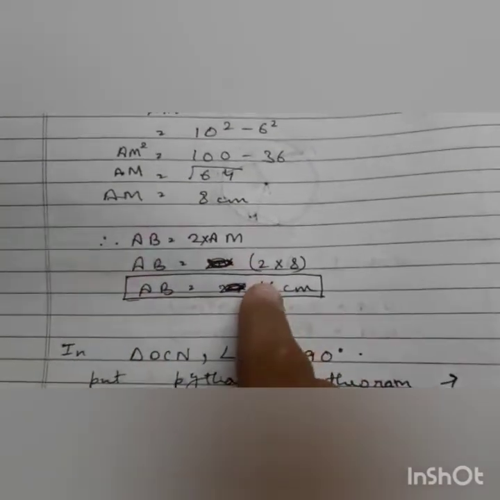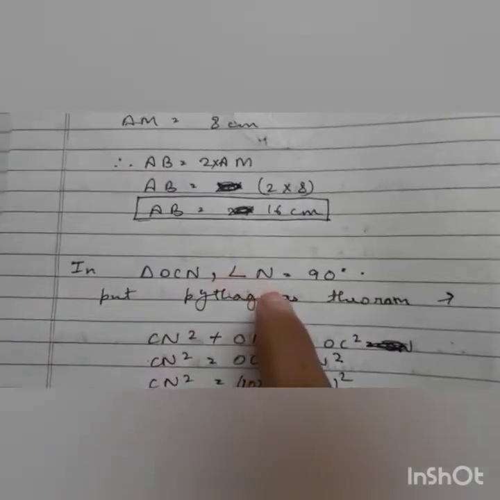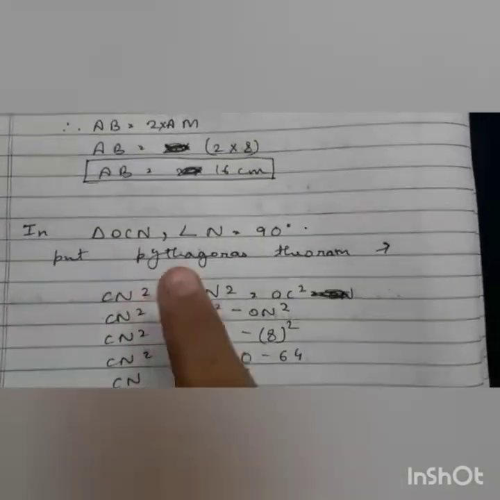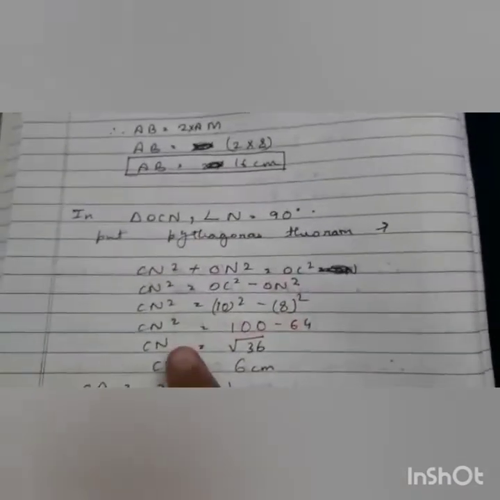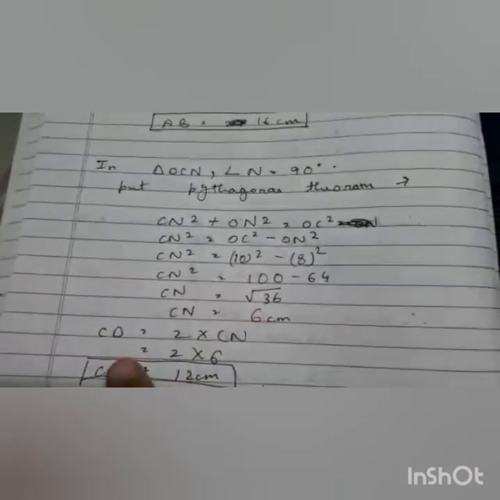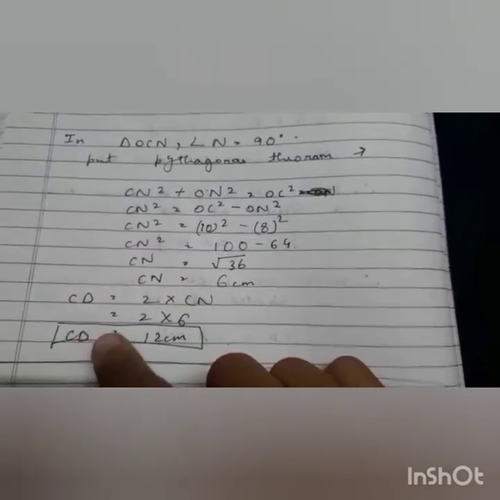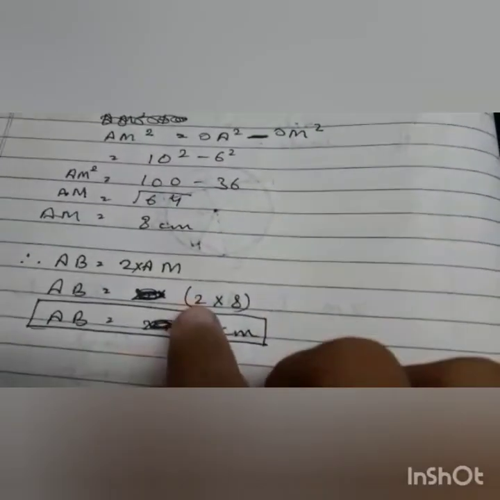AB becomes 16 centimeter. In triangle OCN, angle N is 90 degrees, so we will again take it out by Pythagoras theorem. CN square plus ON square equals OC square. So CN square equals 10 square minus 8 square. CN square equals 100 minus 64, and CN comes 6 centimeters. So CD equals 2 CN. So we will multiply 6 by 2 and our CD comes 12 centimeter and AB comes 16 centimeter.